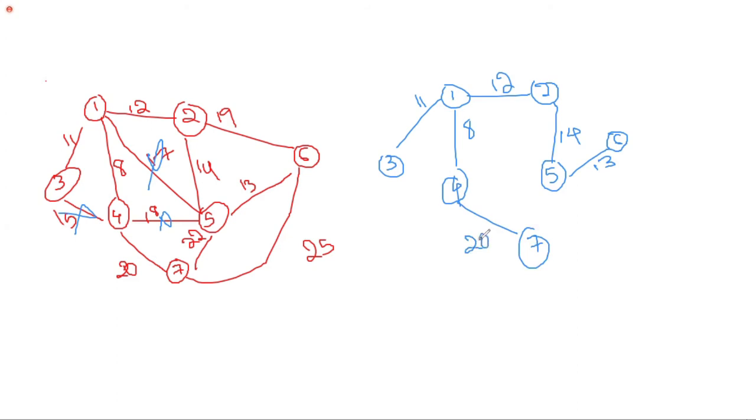Next, which one will you consider? If I consider it, it will create a closed loop. We have listed all the vertices 1, 2, 3, 4, 5, 6, 7. So what is the overall cost we got? 11 plus 12, which is 23, 23 plus 8, which is 31, 31 plus 14, 45, 45 plus 13, which is 58, 58 plus 20, 78.